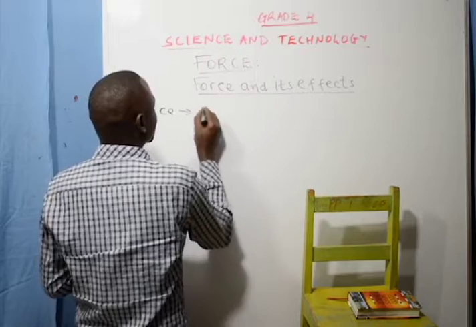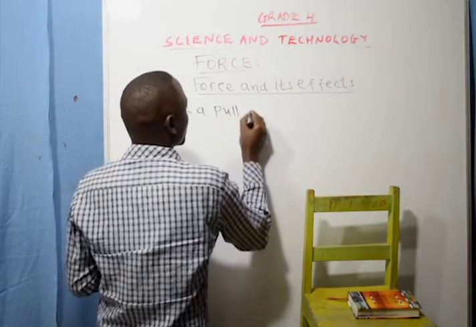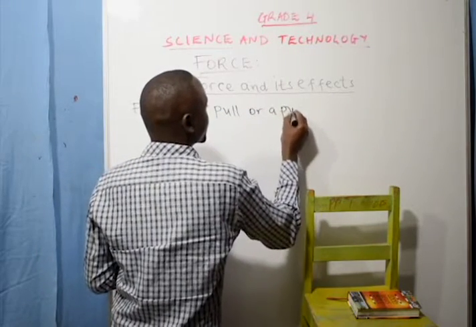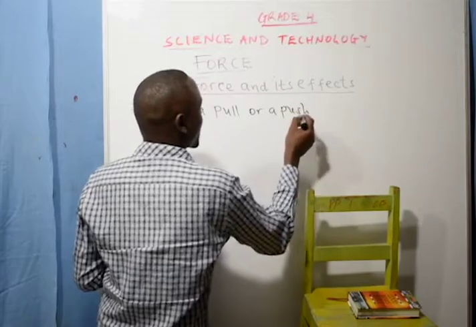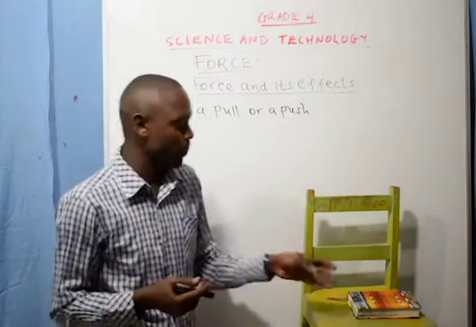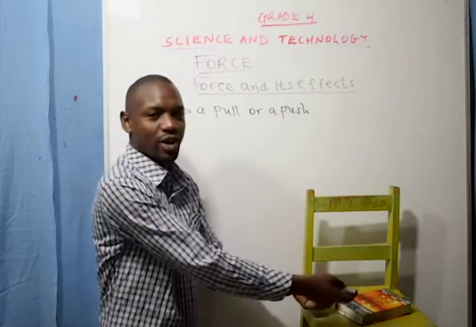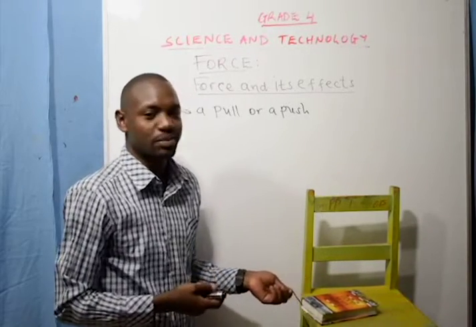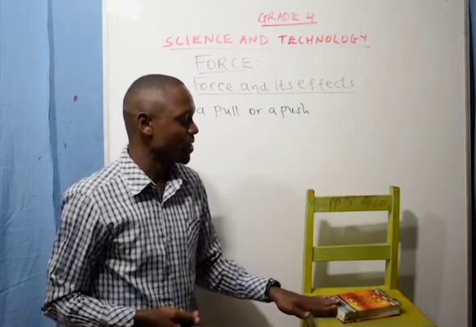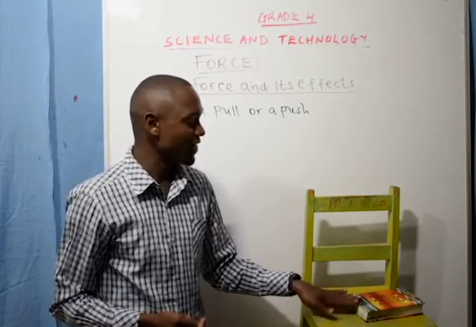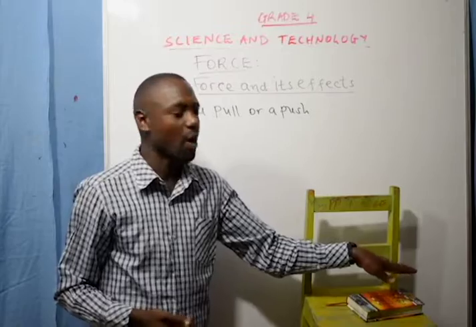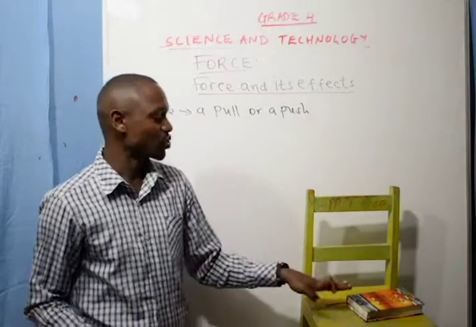Force is defined as a pull or a push on an object. When you try to pull an object towards you, you say you are applying force, and that is why this Bible is coming towards me. When I try to push it away from me, you can see it is moving. Whatever is making this Bible move away from me or towards me, that is what we call force.